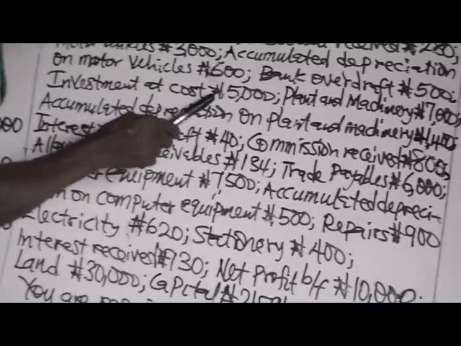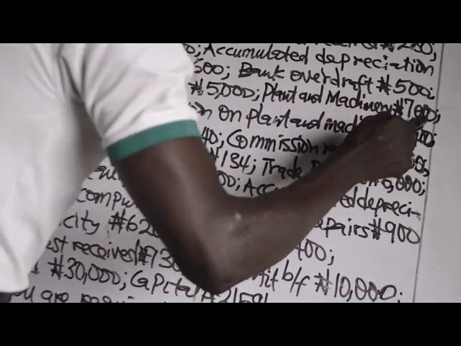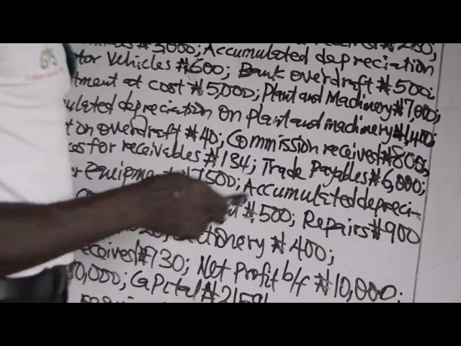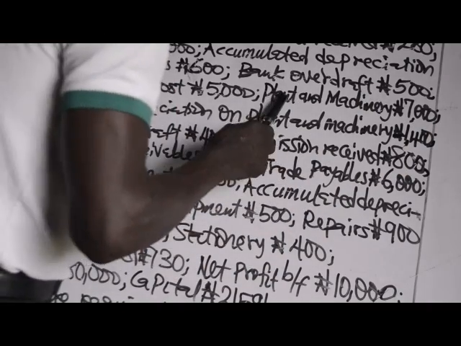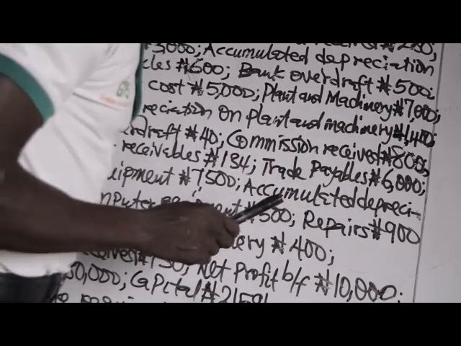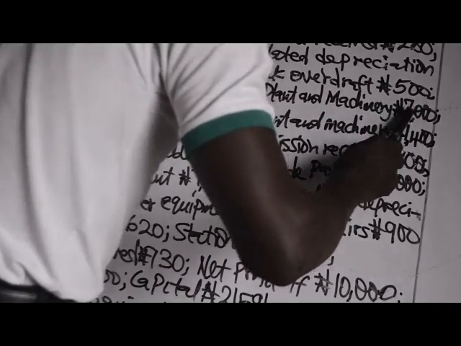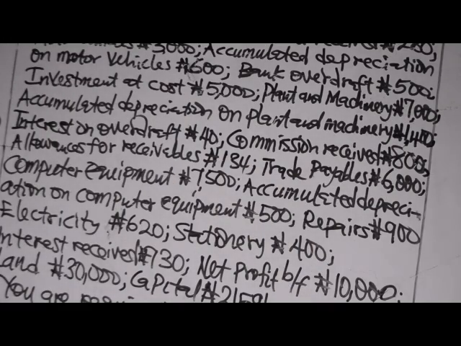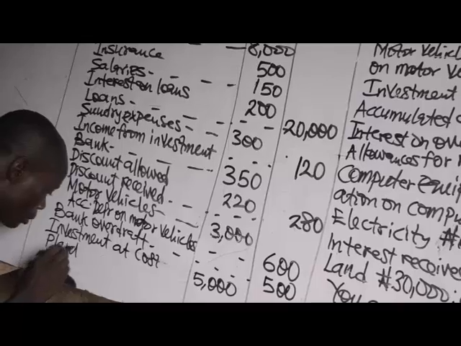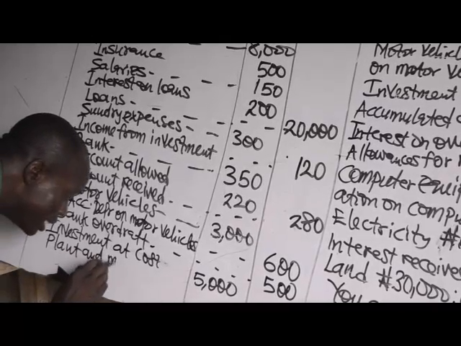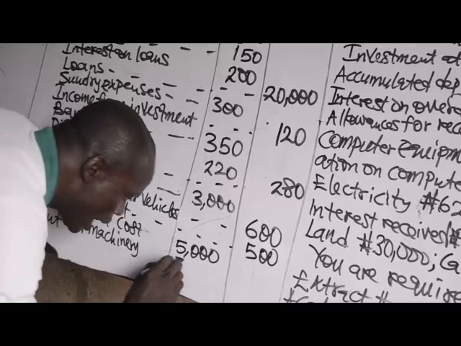After investment, the next item is plant and machinery of 7,000 naira. Plant and machinery is your property. Therefore, it is an asset. An asset should take a debit entry. Therefore, we debit the trial balance with 7,000 naira. Plant and machinery of 7,000 naira, an asset.